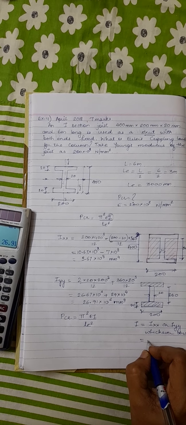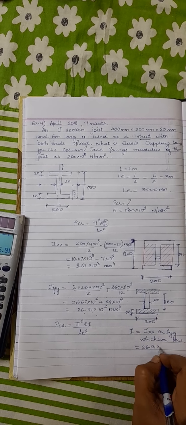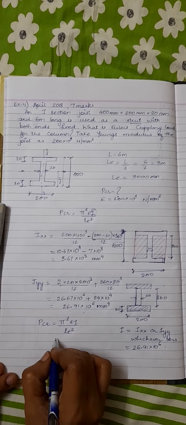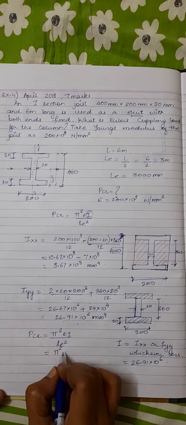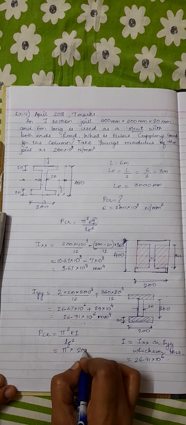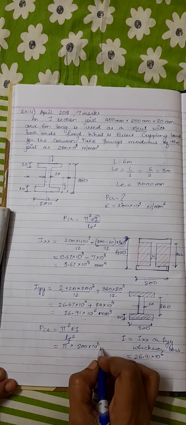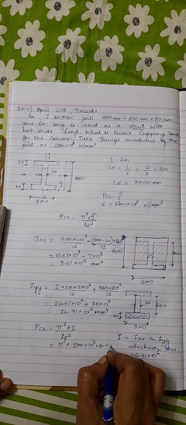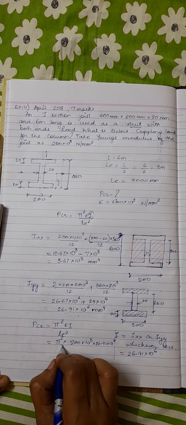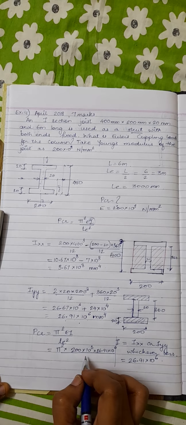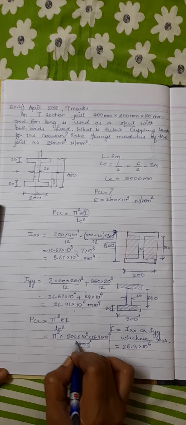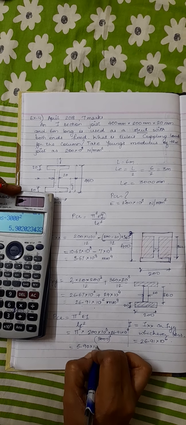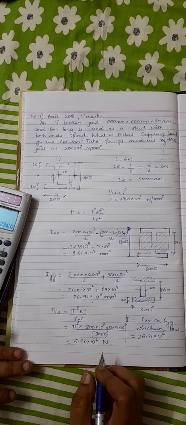So here pi square, E value is 200 into 10 cube Newton per millimeter square, I value is what we have obtained, 26.91 into 10 raised to 6, divided by LE square, 3000 square. This we can calculate: 5.90 into 10 raised to 6 newtons. This completes the problem.